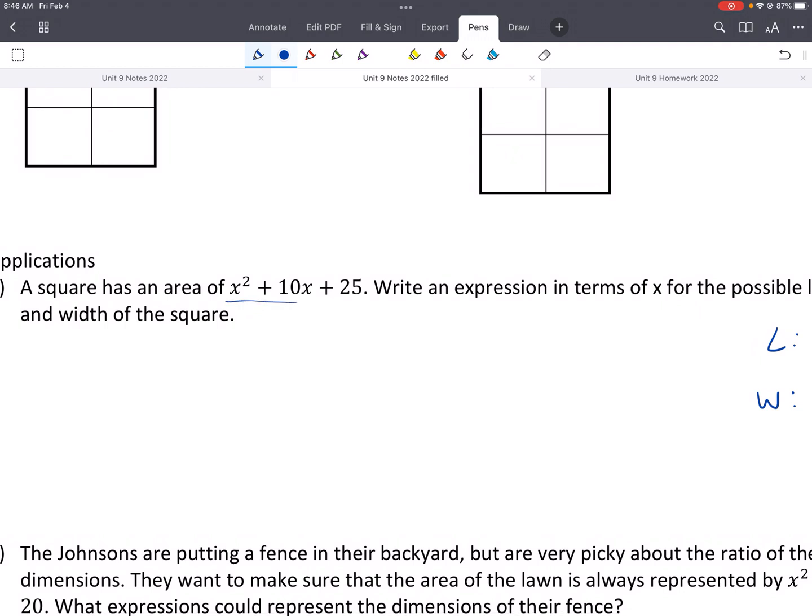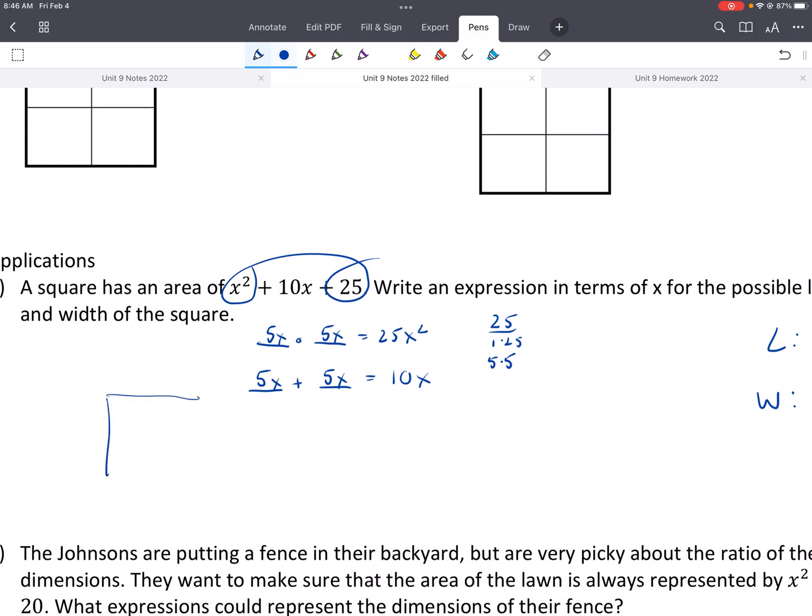We want to say, is there a greatest common factor? Nope, so now we can go straight into the box method. So we need to find two things that multiply to give us 25x squared, and add to give us 10x. So the factor pairs for 25 are 1 and 25, or 5 and 5. So the thing that would make that work would be 5x and 5x to give you 10x. And if we multiplied, 5x times 5x gives us 25x squared. So that works, okay?